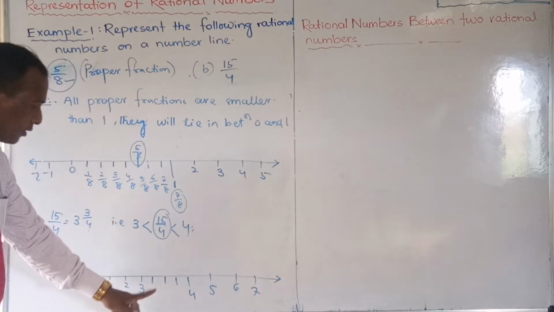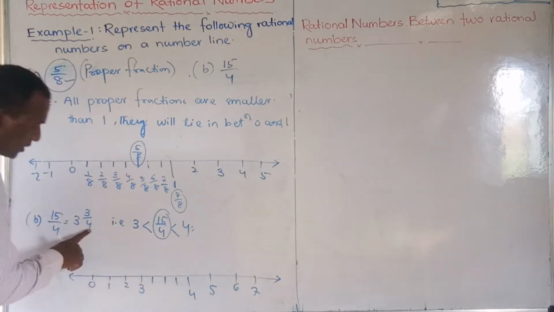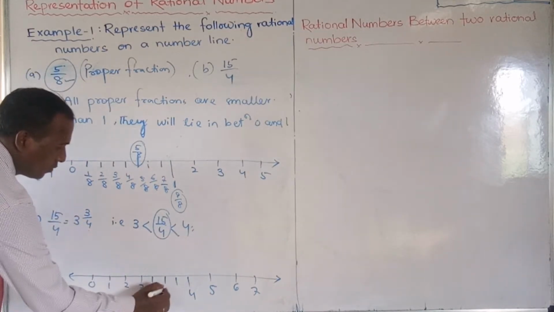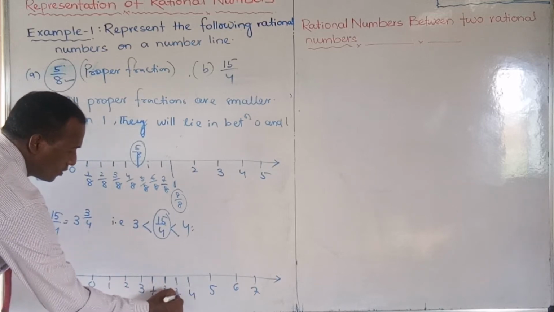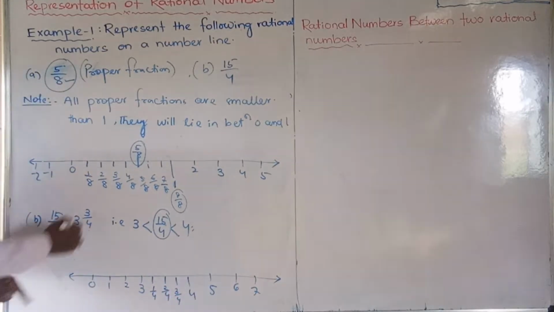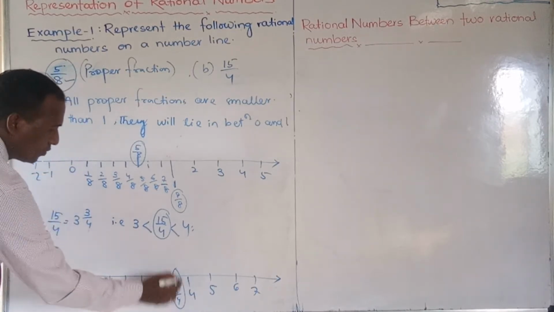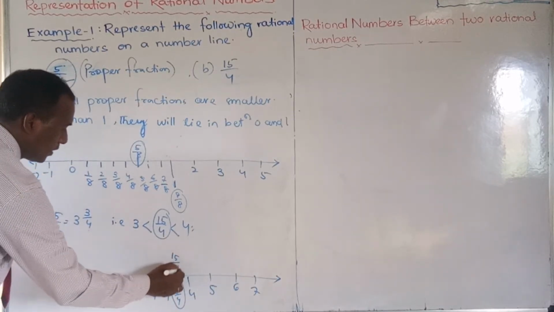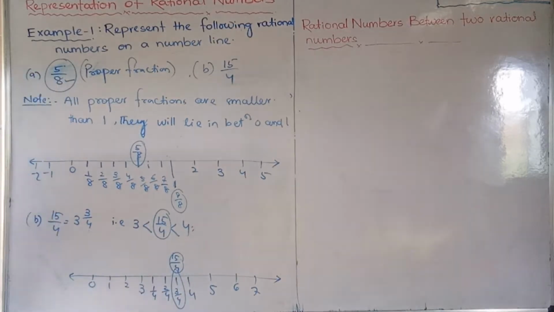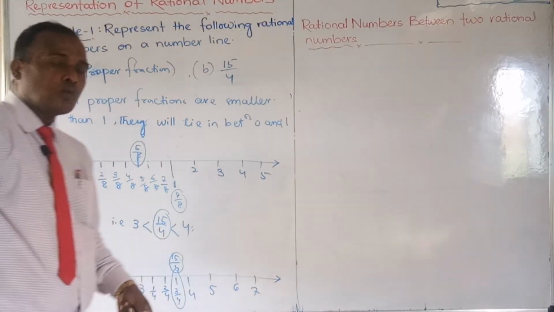The first part, what can you write? 1 by 4, because the denominator is 4. So 1 by 4, 2 by 4, 3 by 4. Which number do we want? 3 by 4. So this is 3 whole 3 by 4, this is 15 by 4. This number you have to write as 15 by 4. Did you understand? This way you have to do it.